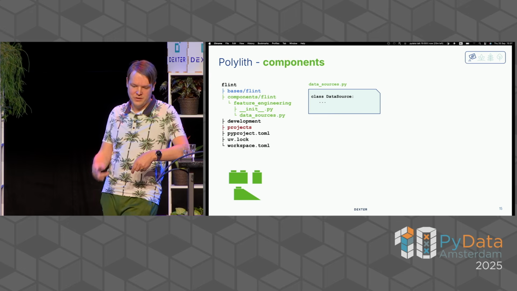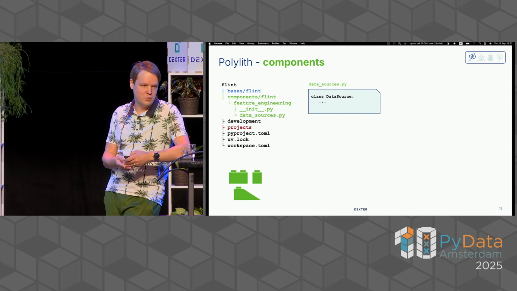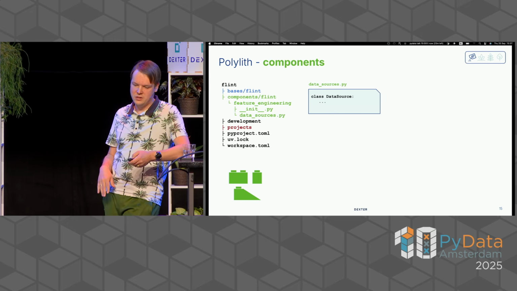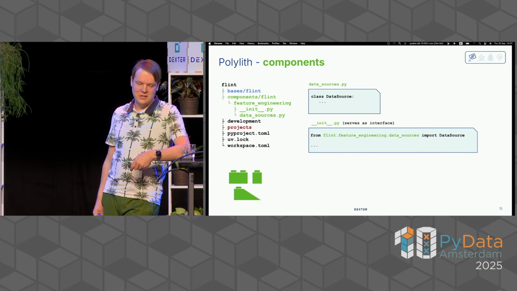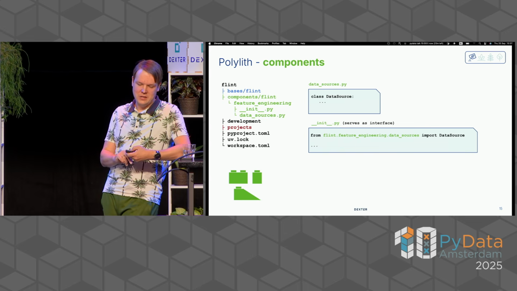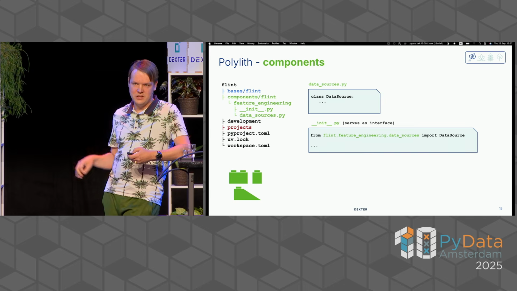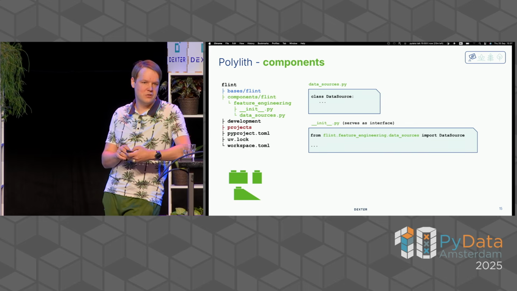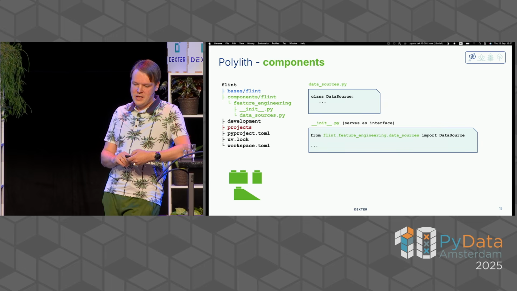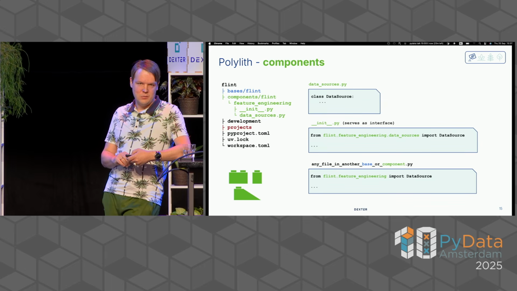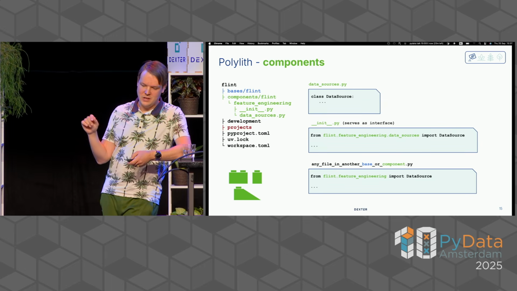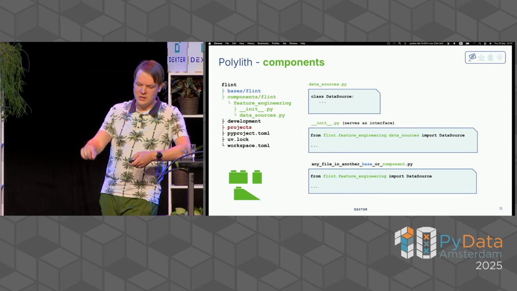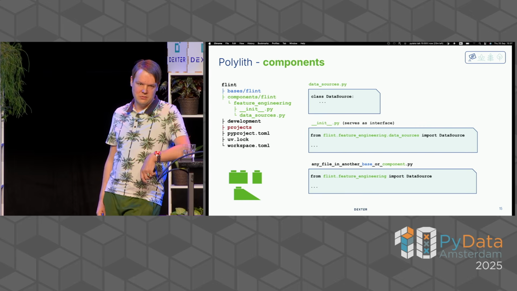So in this example, the feature engineering component contains datasource.py. There we have a class for the data source. And then in the dunder init.py, that's also there, that one basically serves as an interface. So here we just list everything that is supposed to be accessible from the outside when you're using this component. And then the Polylith machinery behind the scenes makes sure that you can write your imports very nicely, like I show here on the slide.